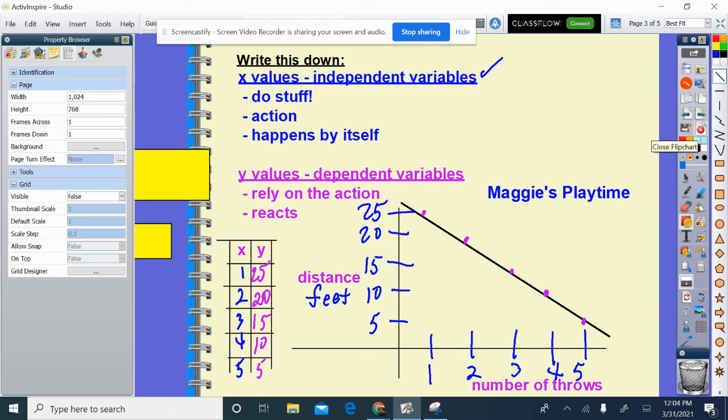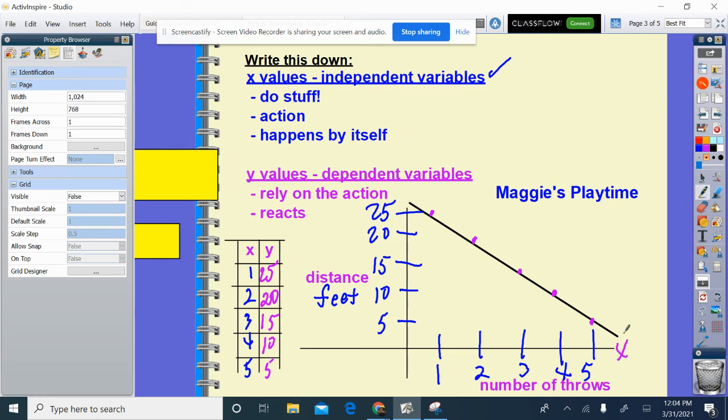So this is a demonstration of how the number of throws is your independent variable, because this is your x-axis here, and this is your y-axis here, and y is a dependent variable. So what you have is me throwing the ball, and the dependent variable is how far it goes after I throw it. And by analyzing this graph, I can see that over time, the more throws I make, the less distance it goes. So a natural conclusion would be that I'm getting tired.